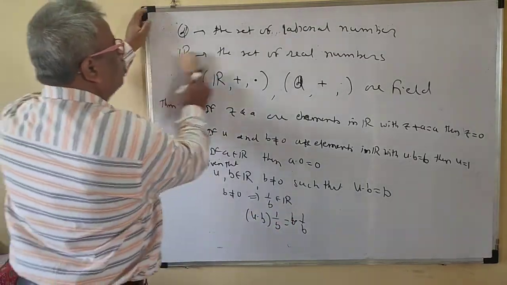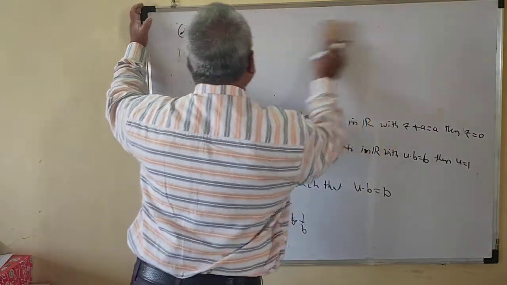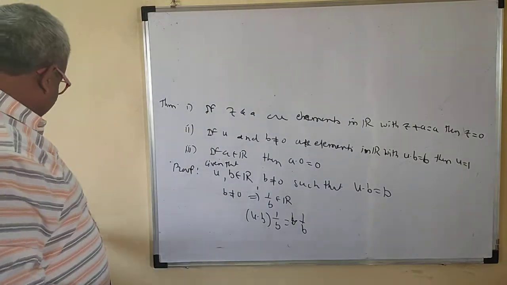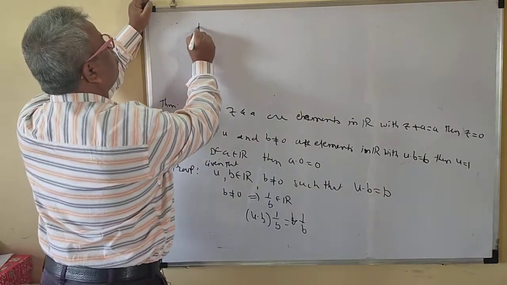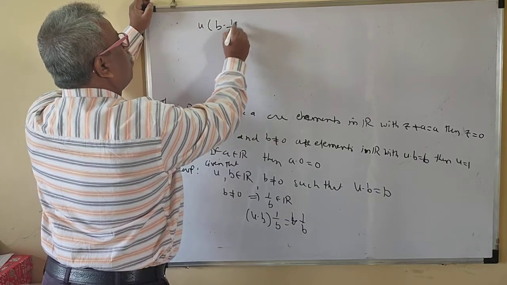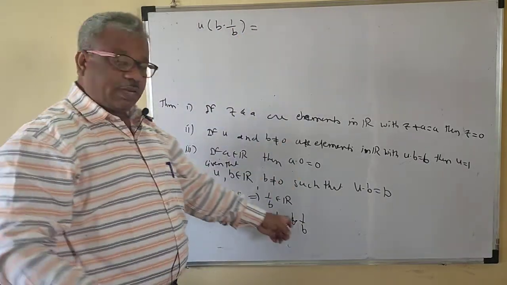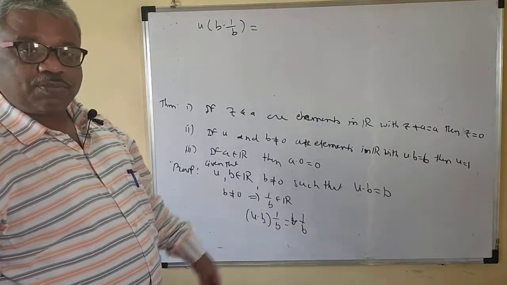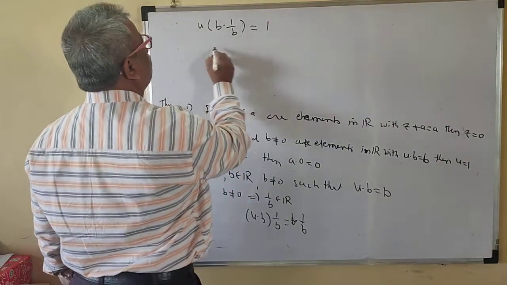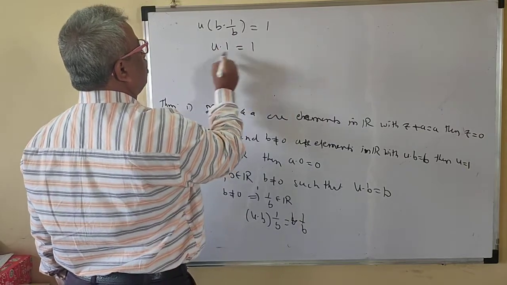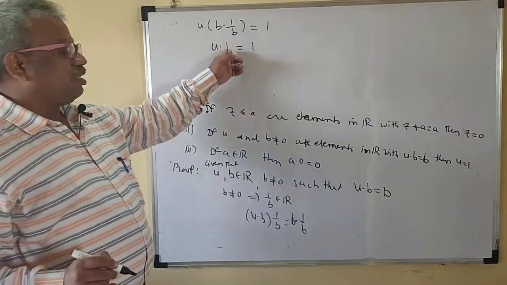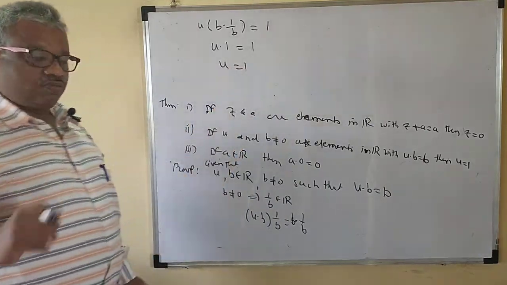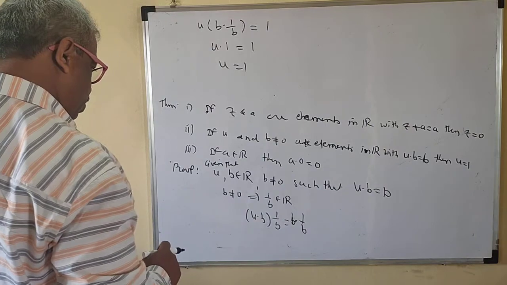Now we can apply the associative law for multiplication, since we have the axiom. So I can write this as u into b into 1 upon b. Now, b and 1 upon b are multiplicative inverses of each other, so their product is 1. So u into 1 is equal to 1, and 1 is the multiplicative identity. So u into 1, this is 1. We have proved it.